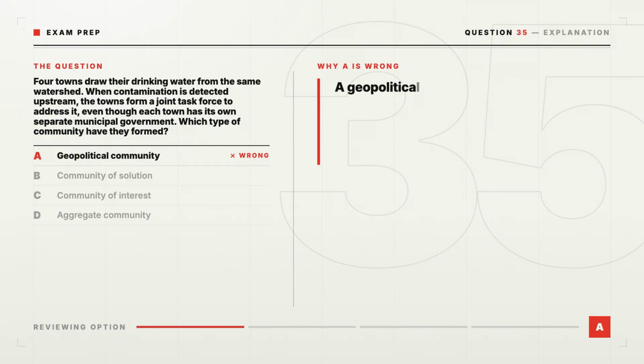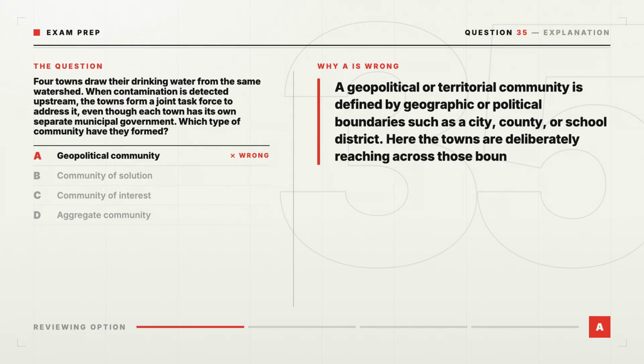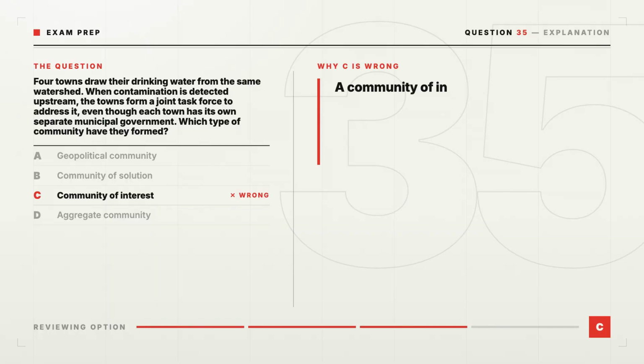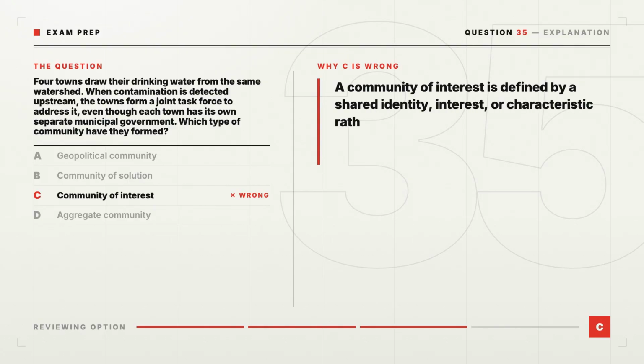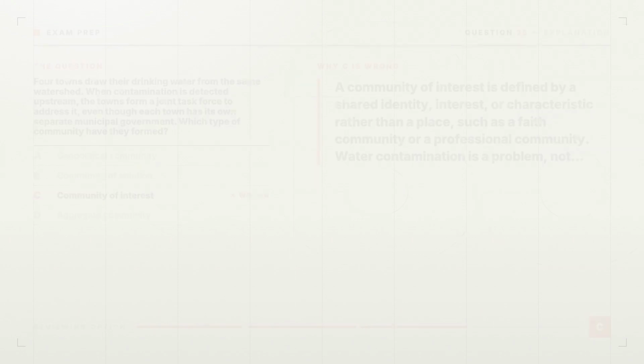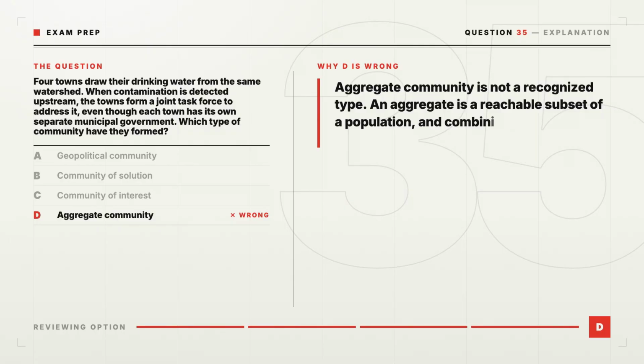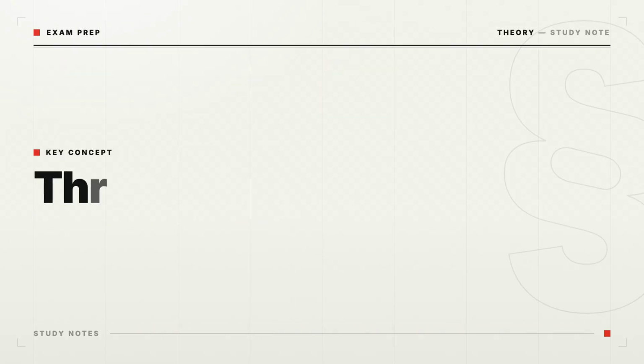A is wrong because a geopolitical or territorial community is defined by geographic or political boundaries such as a city, county, or school district. Here the towns are deliberately reaching across those boundaries. C is wrong because a community of interest is defined by a shared identity, interest, or characteristic rather than a place, such as a faith community or a professional community. Water contamination is a problem, not an identity. D is wrong because aggregate community is not a recognized type. An aggregate is a reachable subset of a population, and combining the two words does not produce a real category.